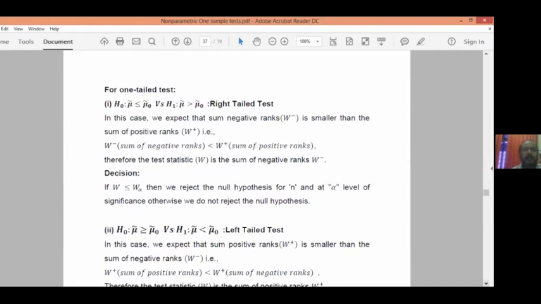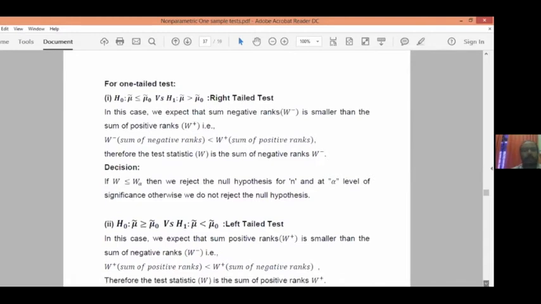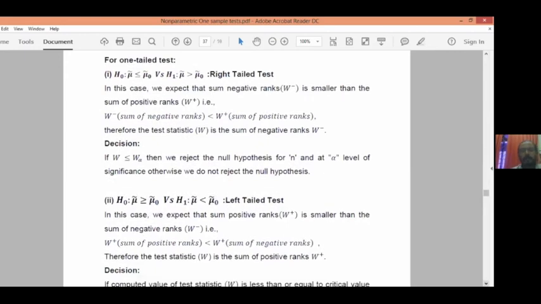Decision: if W is less than or equal to W alpha, then we reject the null hypothesis for N, the sample size, and alpha, the level of significance. Otherwise, we do not reject the null hypothesis. What is W alpha? W alpha is your critical value, which is obtained from the table.